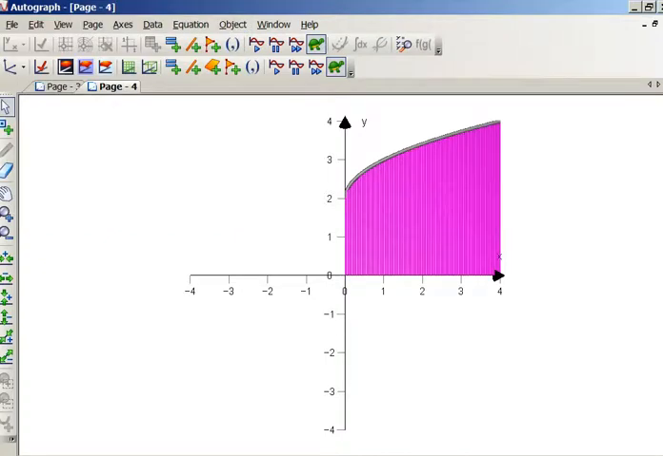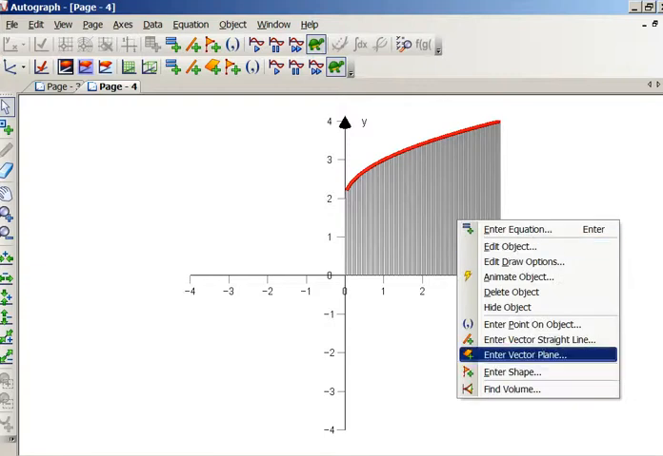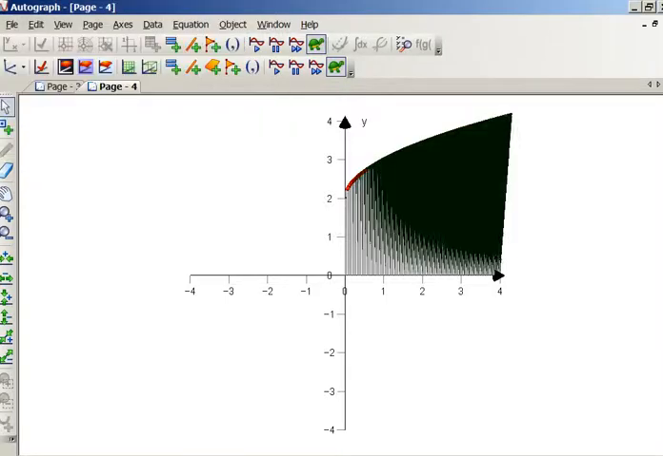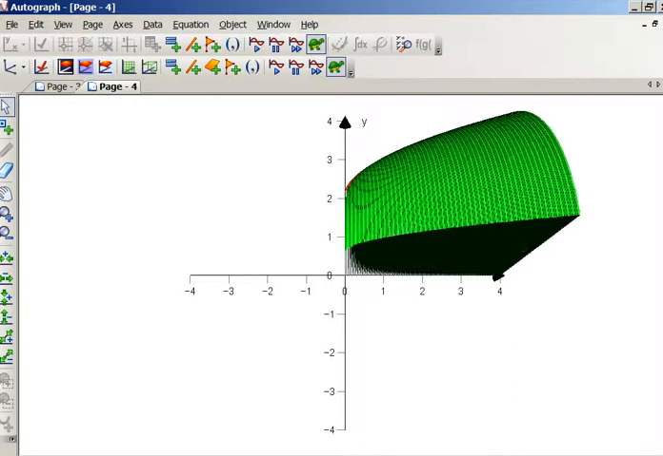Okay, there's the area under the graph y equals the square root of x plus 2 from 0 to 4. Now we're going to take that region, that area, and revolve it this time around the x-axis. So let me get the program to do that for us. Now around the x-axis is the same as around y equals 0, so that's what I'm using on the program, and here it goes. Here it comes, spinning around.